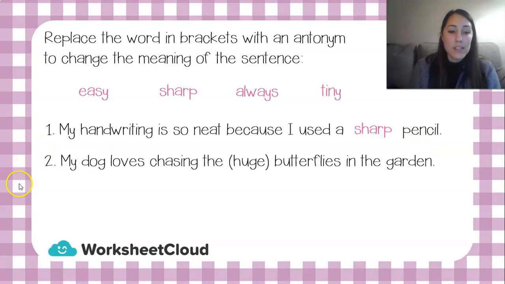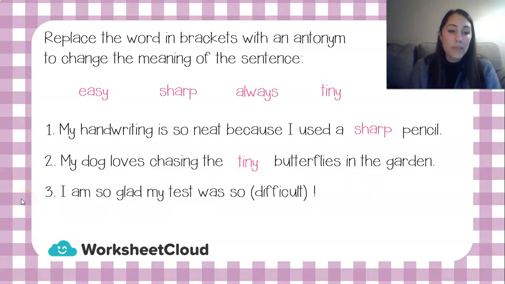Our second sentence. My dog loves chasing the (huge) butterflies in the garden. So the word huge is inside the brackets, and I need to find the antonym of huge. Now, huge means very big. So let's see if we've got a word over here that could be the antonym or the opposite of very big. We've used sharp already. Tiny. Tiny is the opposite or the antonym of huge. So let's put it in there. My dog loves chasing the tiny butterflies in the garden.